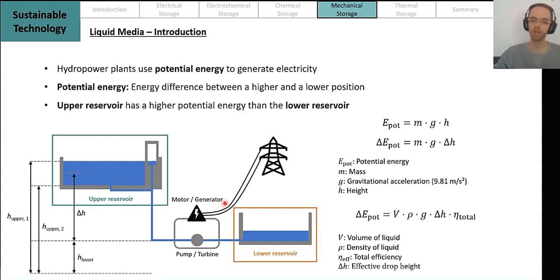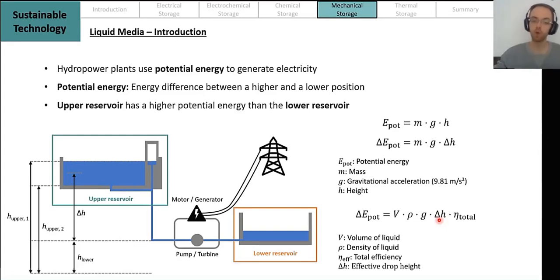Now, the potential energy calculation with the mass is a little bit unhandy. So it is better if we talk about water to define it as a volume rather than a mass. So we can rewrite this equation and say that our potential energy difference between water in the upper reservoir and water in the lower reservoir is the volume times the density of the liquid times the gravitational acceleration times delta H, which is basically the effective drop height of the water when it's transferred from the upper to the lower reservoir. And we have to multiply this by some kind of efficiency value.